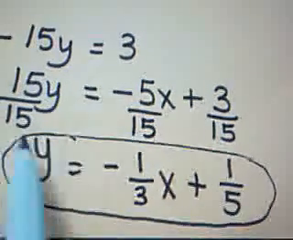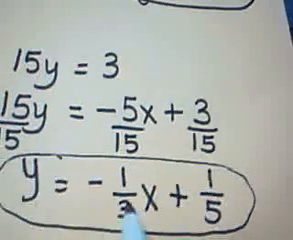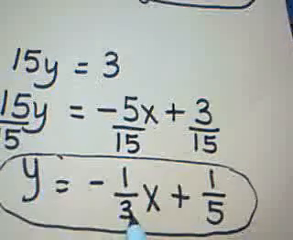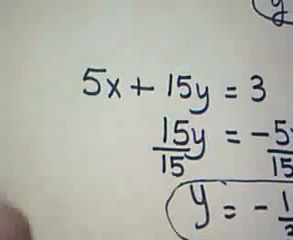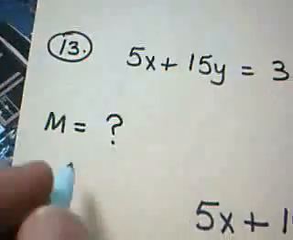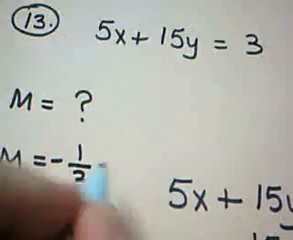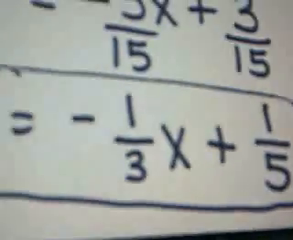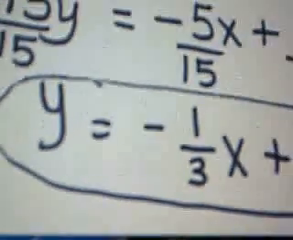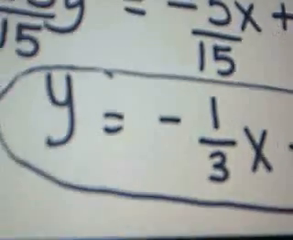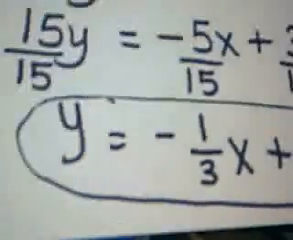This form that I'm pointing to right here, y equals mx plus b, is called slope-intercept form. And when an equation is written in slope-intercept form, the number in front of the x is the slope. So in this case, the slope is equal to negative 1/3, and that's because that was the number in front of the x when the equation was written in slope-intercept form. All right, we're done.